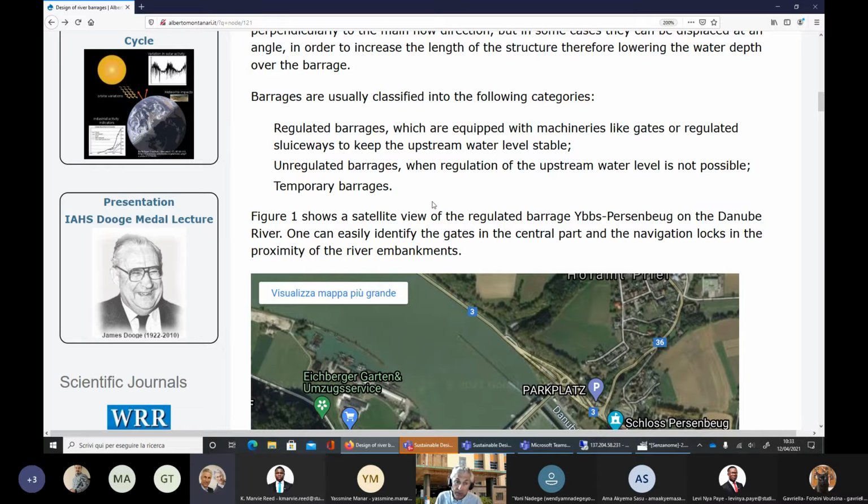What is the difference between regulated barrages and unregulated barrages in terms of maintenance and in terms of management? Of course, a regulated barrage is more difficult to maintain, and therefore it's a solution that is more expensive. It's more demanding in terms of resources, but of course it gives the advantage that you can regulate the upstream water level with more efficiency.